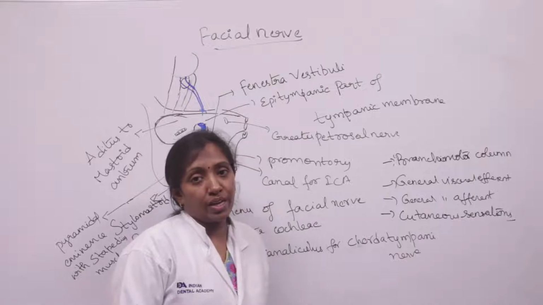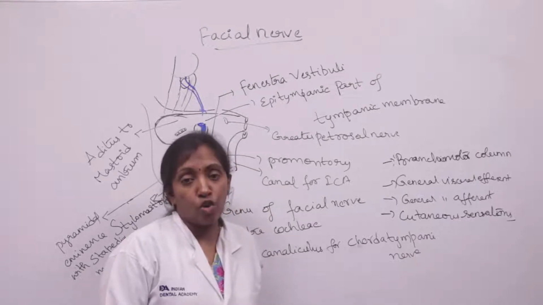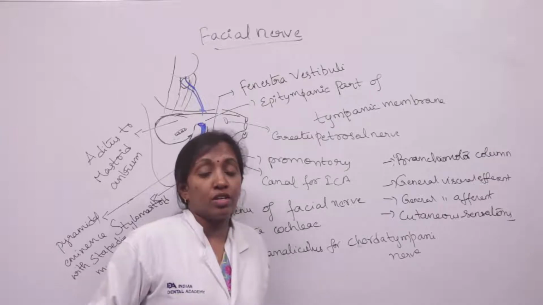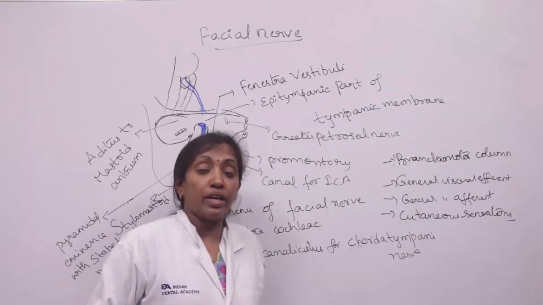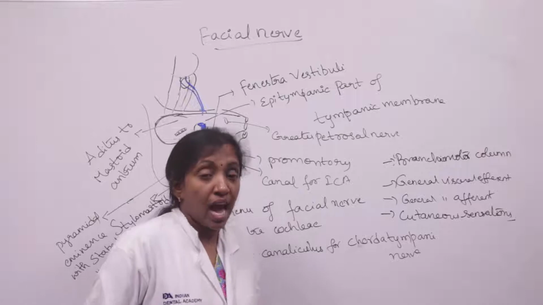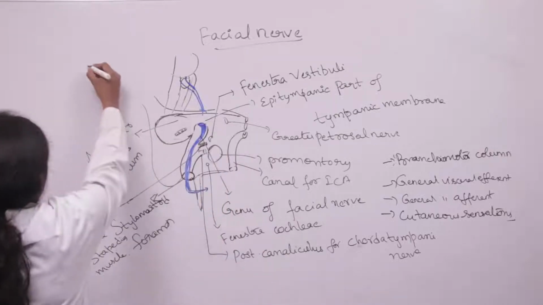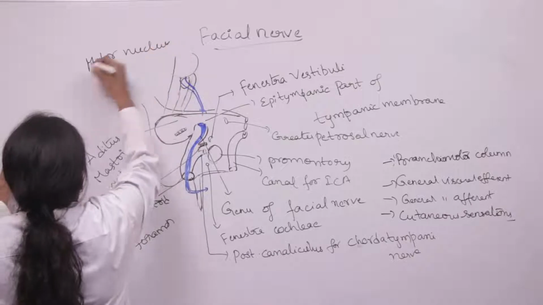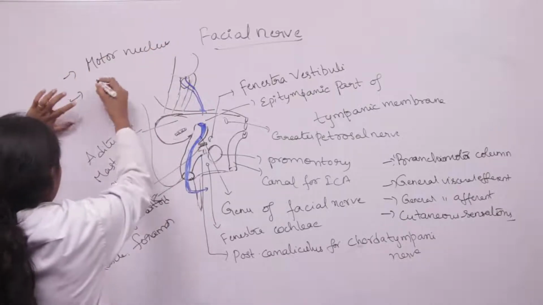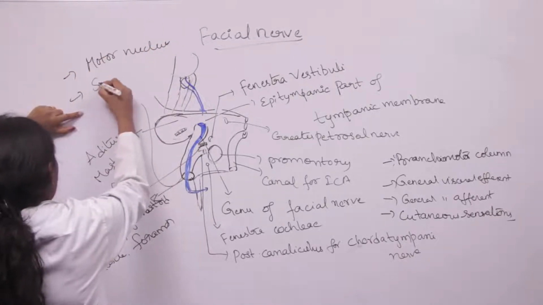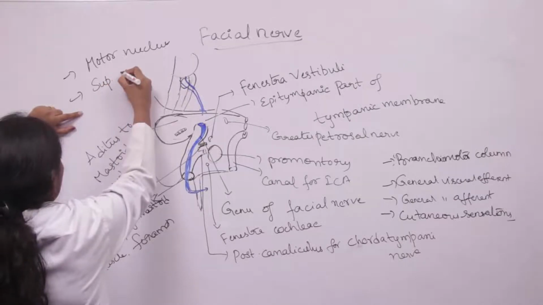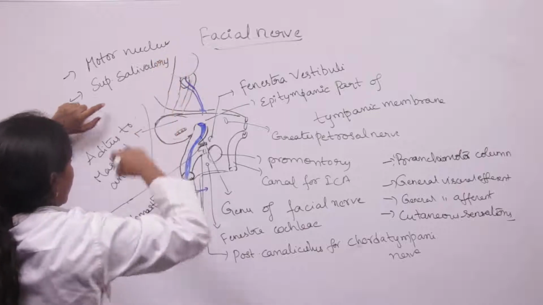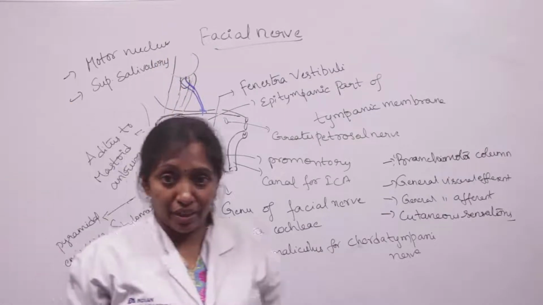Coming to the motor nucleus, it is situated in the lower part of the pons, above and in front of the abducent nucleus. The next one is the superior salivatory nucleus, which is also situated nearer to the motor nucleus, and which conveys preganglionic parasympathetic fibers.